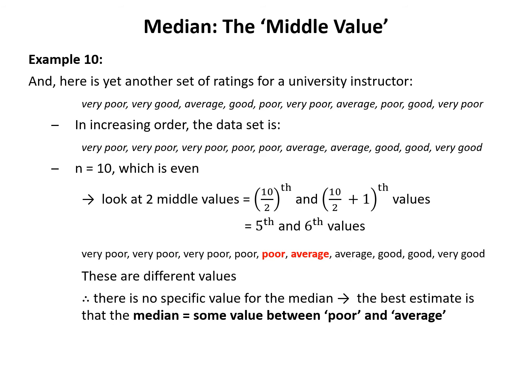Now in this case, we can see that the two middle values are different. The fifth value is poor and the sixth value is average. So therefore there is no specific value for the median. The best estimate that we can give is that the median equals some value between a rating of poor and a rating of average.